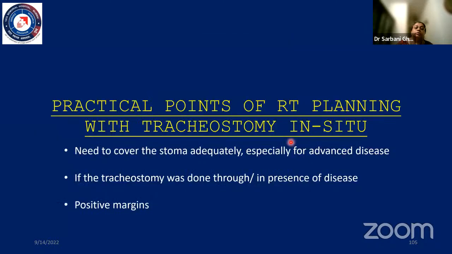So typically we do that using APPA fields. We go at least 1.5 to 2 centimeter below the inferior extent of the tracheostoma. And then when you are coming off cord, you either give 2 anterior obliques or use an anterior beam that is weighted, or use electrons essentially to boost the dose to the tracheostoma.